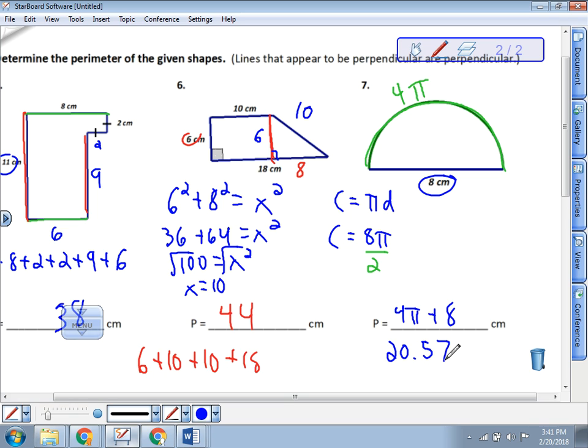So there you have the lesson on how you find the perimeter of polygons and the circumference of circles.